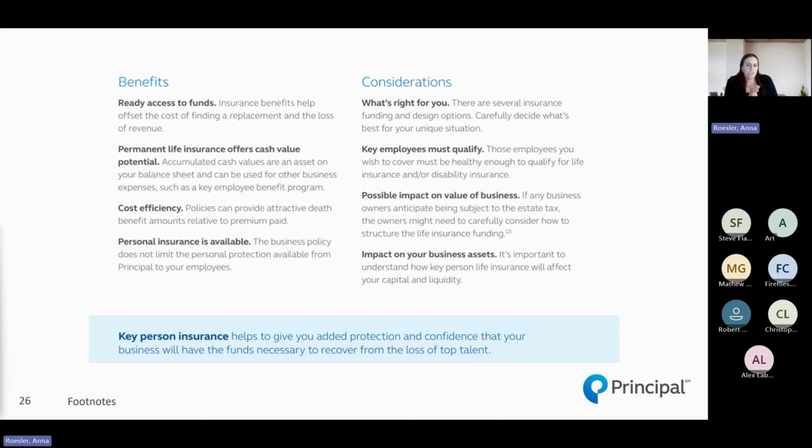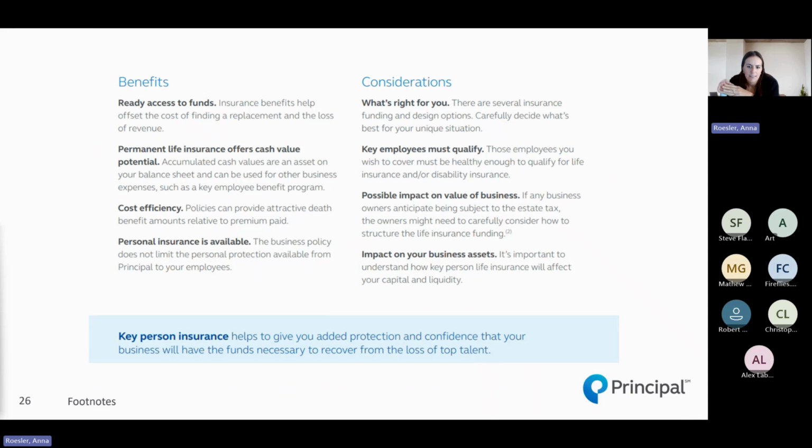And then the other consideration is using life insurance. They need to be healthy enough to qualify. So they're going to go through underwriting most likely. So they need to be able to pass the underwriting and get a decent rating to have the premium be something that they're willing to pay.